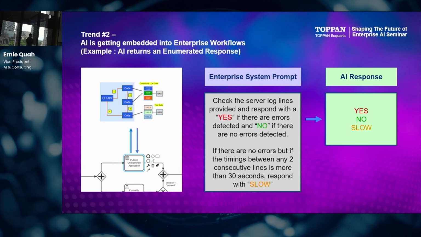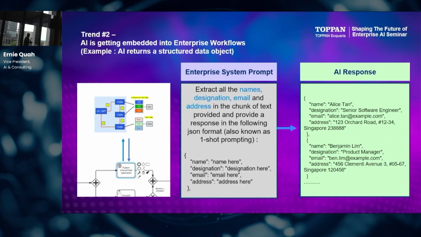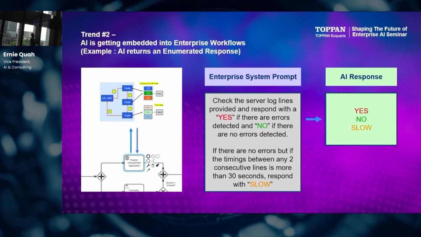Once you get a response, the system can decide if there's an error and kick off the error workflow. If it's slow, kick off the slow workflow. Okay, another example. You can categorize this as AI returns an enumerated response. In programming, enumerated means one of multiple choices, only one of the multiple choices. Don't give me any other things.